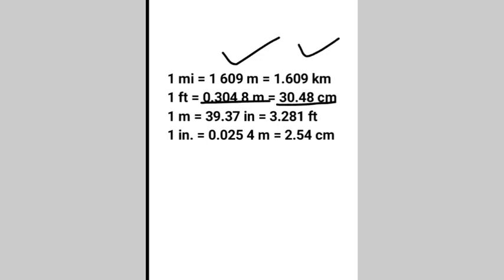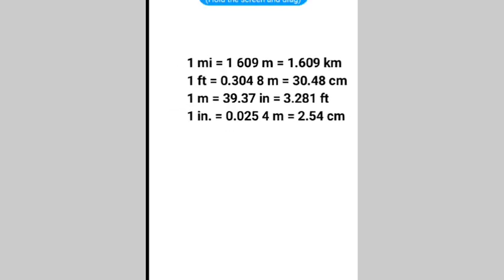1 meter is equivalent to 39.37 inches, and it's also equivalent to 3.281 feet. 1 inch is equivalent to 0.0254 meters, and it's also equivalent to 2.54 centimeters. So make sure that you know and understand these units by heart. You can copy these in your notebook, and then you'll be referring to them whenever you are asked to convert, such as in example 2. So let's watch example 2.